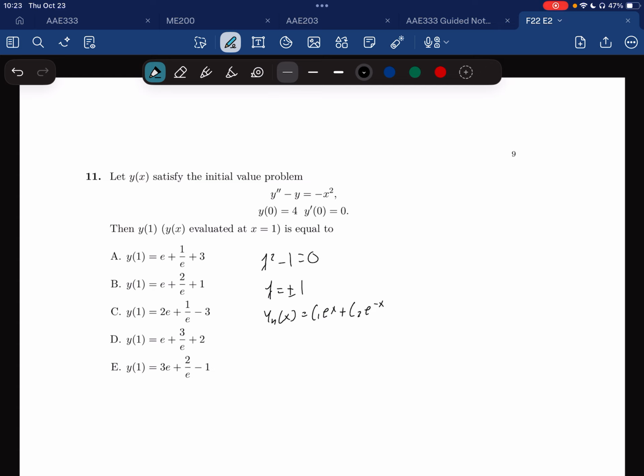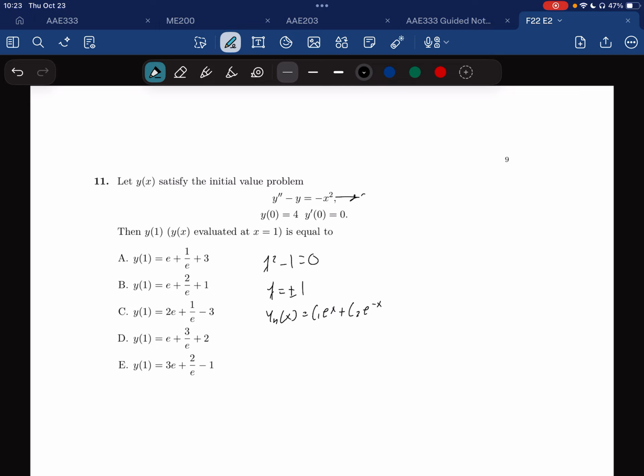And now we have to look at our non-homogeneous term. I'm just going to call this g of x again. So g of x is equal to minus x squared, right? And the generic form it takes on is ax squared plus bx plus c. Therefore, we have to find a, b, and c.